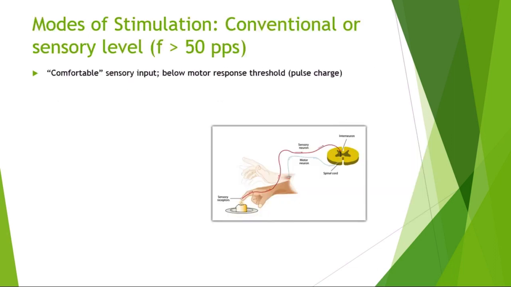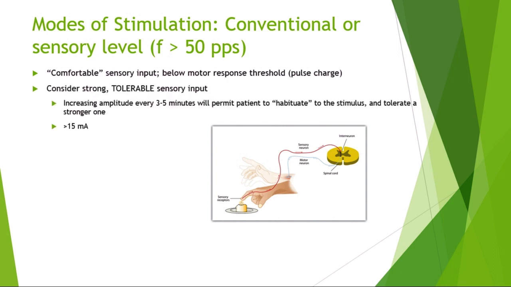So conventional or sensory level: comfortable sensory input below the motor threshold. Consider a strong, tolerable sensory input. So you can even say barely tolerable. We want to increase the amplitude every 3 to 5 minutes to permit the patient to habituate to the stimulus and tolerate a stronger one. If we educate them that the stronger amplitude they can tolerate, the more they're going to get out of it, that's going to be to their benefit. And most people, it's going to be around 15 milliamps, but that's going to vary from person to person.